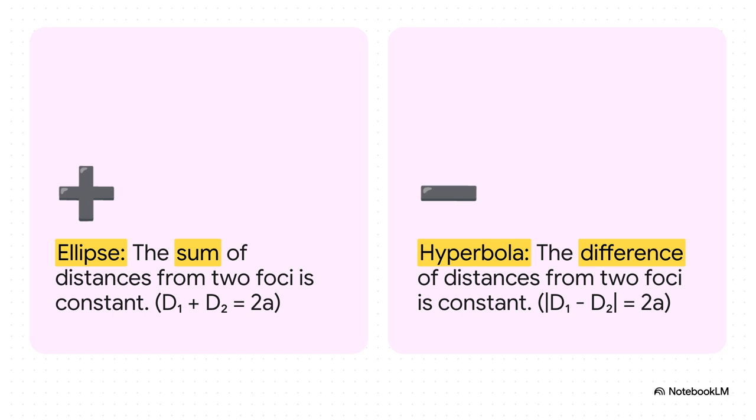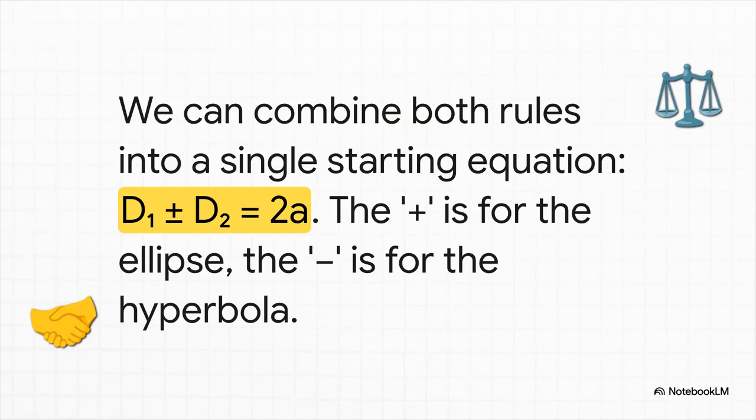For a hyperbola, it's the absolute difference of those two distances that's constant. So check this out. We can roll both of those definitions into one powerful starting equation. Distance 1 plus or minus distance 2 equals 2a. The plus is going to give us the ellipse, and the minus will give us the hyperbola. We'll sort all that out at the very end. For now, we just have to trust the algebra.